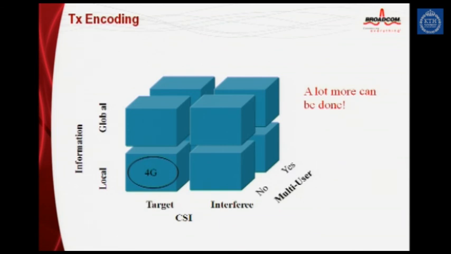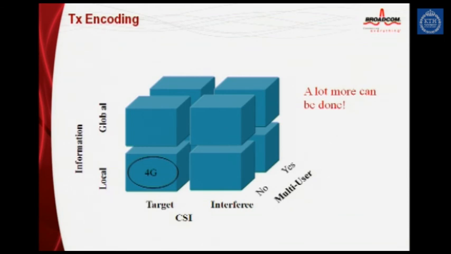So current 4G transmit encoding is fundamentally focused on your knowledge of your own subscriber, not on global knowledge of interferers. And the information available to you, at least in release 9 and 10, is only local information. You know nothing about what other cells are seeing from your own subscriber. So it is mostly locally oriented, not global.